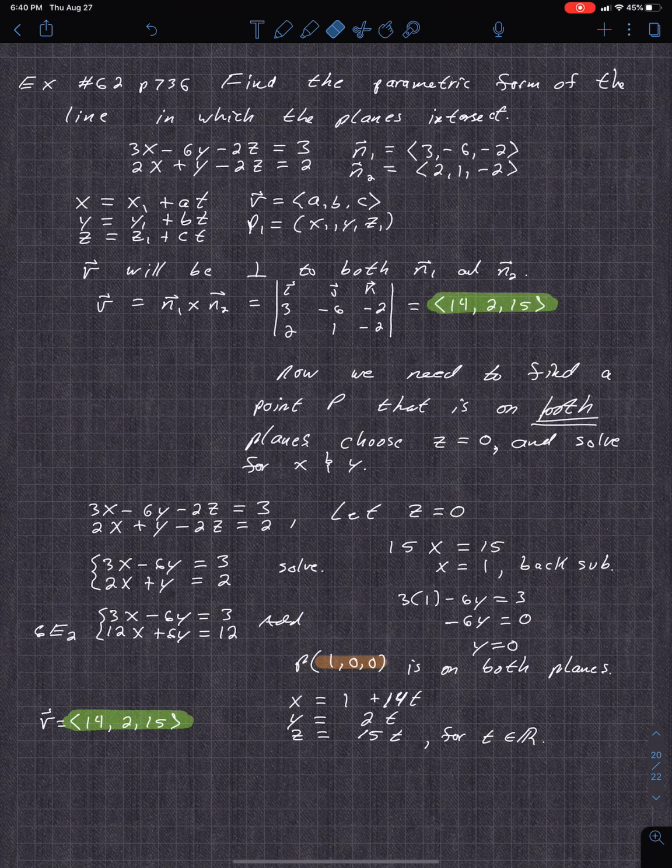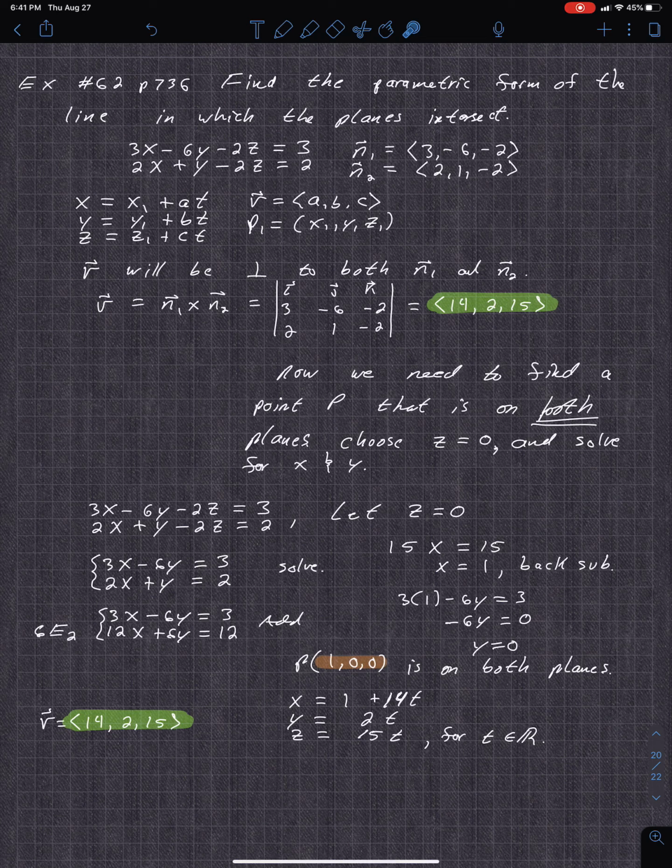So the direction vector v will be perpendicular to both normal vectors. You have two planes, and we want our vector to be perpendicular to both. How do you guarantee a vector is perpendicular to both? You do the cross product. So you cross both of those normal vectors, and that's going to be our direction vector.